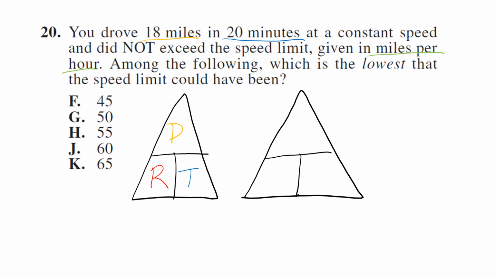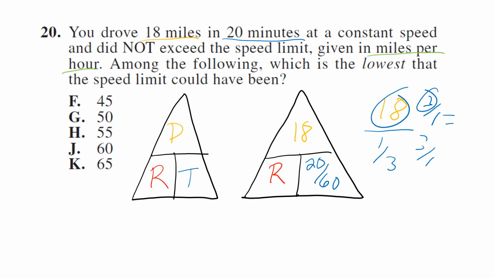So now we drove 18 miles. We're doing it miles per hour, so we went 20 minutes, so 20 over 60, because there's 60 minutes in an hour. 18 divided by 20 over 60 will give us the rate. So then we're going to say 18 divided by 1/3, so we're going to go 3 over 1, so 3 times 18 is 54. So 54 miles per hour is how fast you were going. So we'll put that in there. Right, that's our 54.